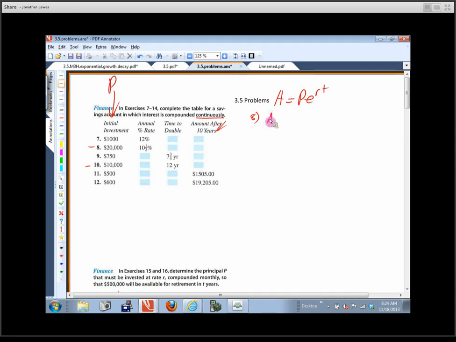So on this problem, P equals 20,000. Do they tell us the interest rate on this one? Yes, they do. 10.5%. So I want you to put 10.5% right there. Brandon, how do I write 10.5%? Yeah, 0.105.